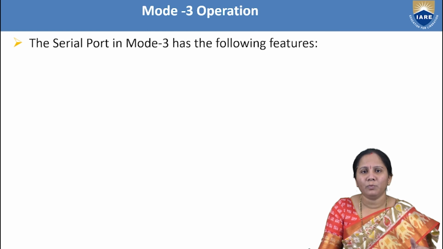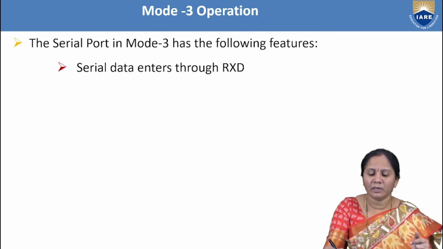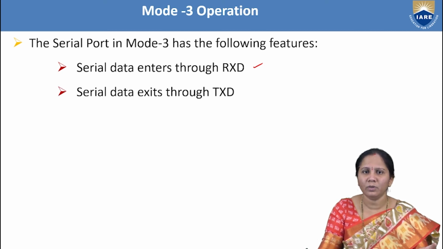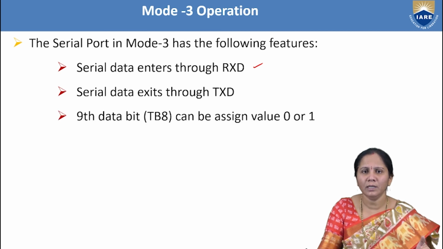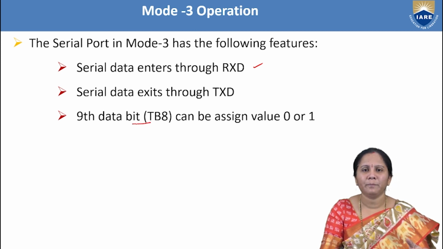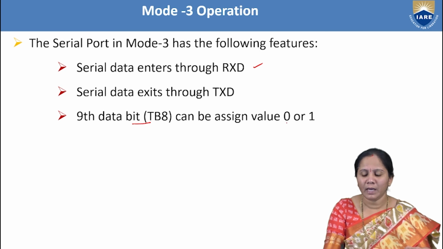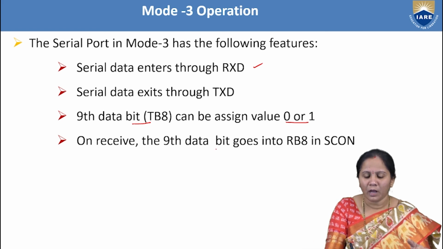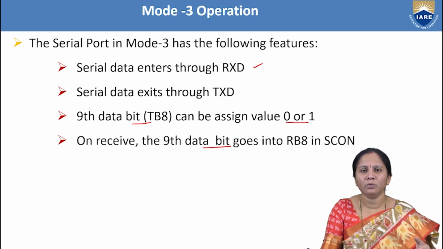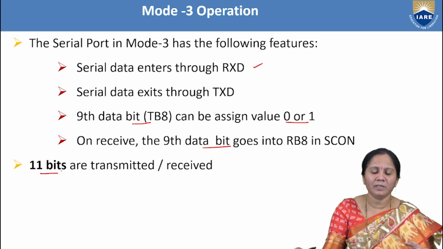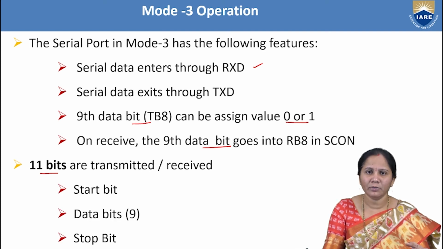Now, the next mode of operation is mode 3, having the features like serial data enters through the RxD pin and exits through the TxD pin. So this RxD and TxD are the two signals that are used for serial communication. In this mode 3 operation, the 9th data bit, that is TB8, can be assigned a value 0 or 1. TB8 is one of the bits in the SCON register. Upon receive, the 9th data bit will go to the RB8 bit of the SCON register. And in this case also, the number of bits that can be transmitted and received is 11.